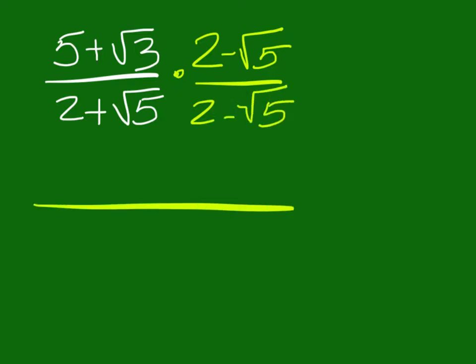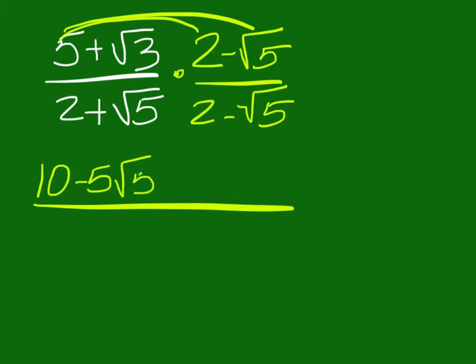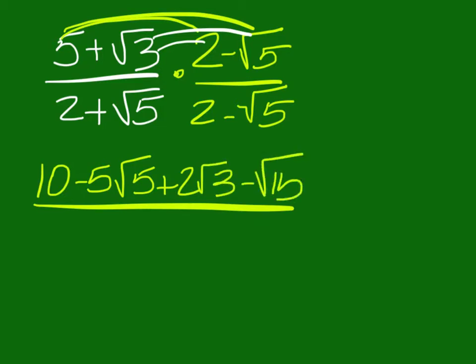On the top, when you multiply, you're doing 5 times 2 and 5 times the minus square root of 5. So you end up with 10 minus 5 square root of 5. Now you move to the square root of 3 and multiply it by 2 and that minus square root of 5 and come up with plus 2 square root of 3 minus square root of 15.